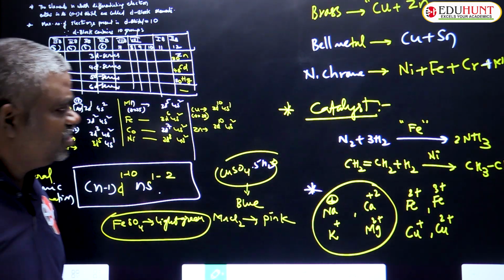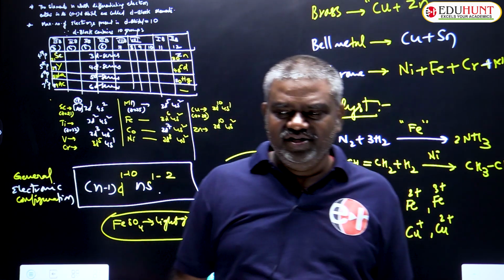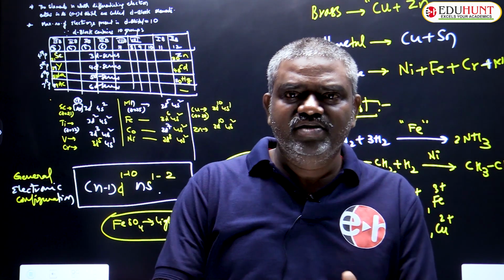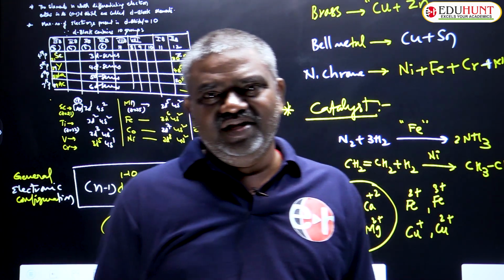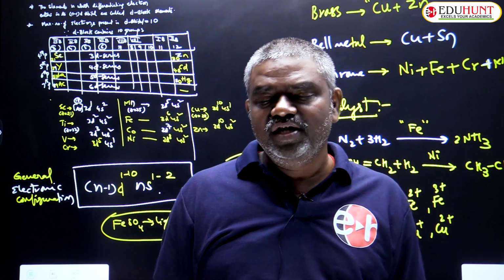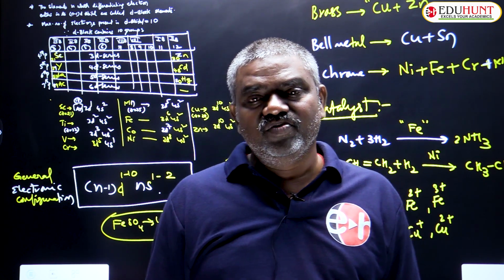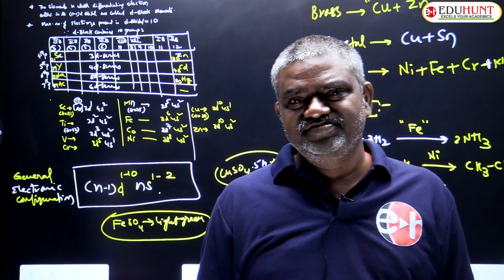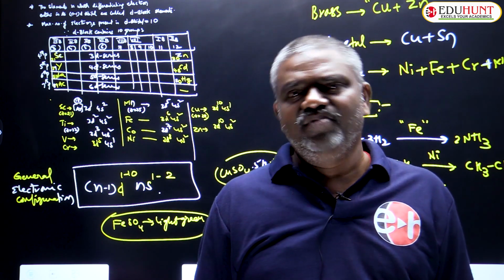Also, D block elements form complex compounds. The best example of a complex compound is our blood. Why is blood red in color? What is the reason? The red pigment present in blood is known as hemoglobin. Hemoglobin is the main reason for the color of blood.